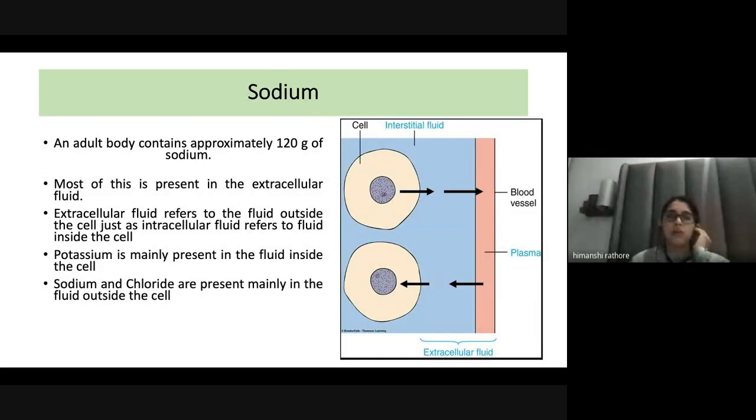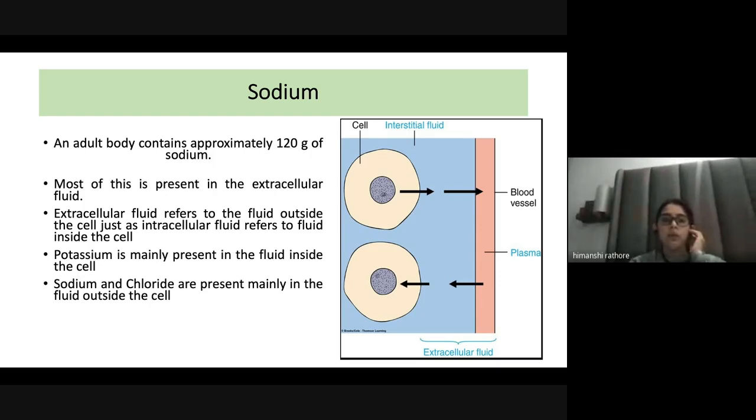Next is sodium. Can you tell me in which food sodium is present? Anyone? Please unmute your mic and tell me in which food sodium is present.